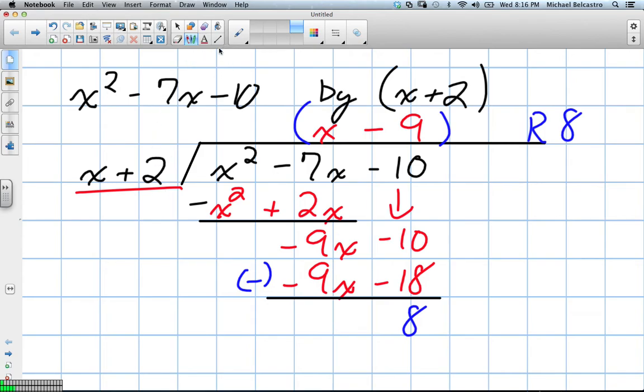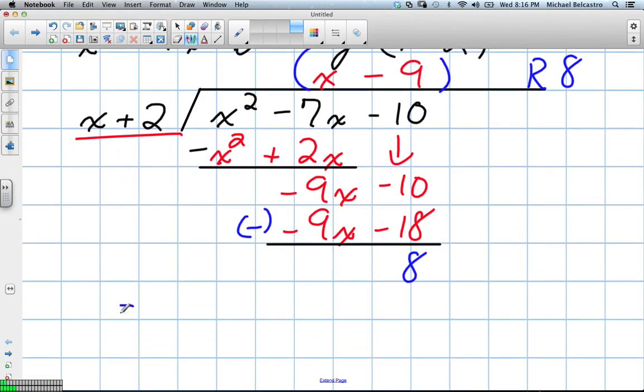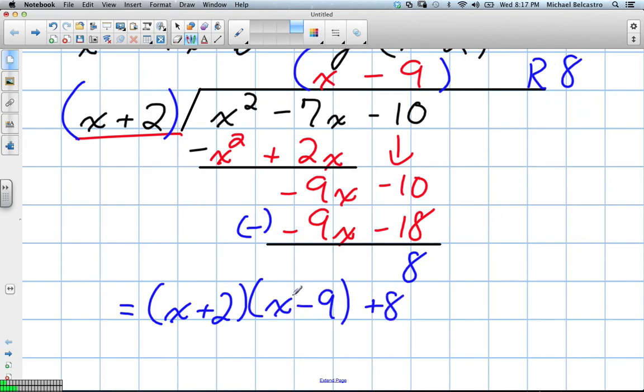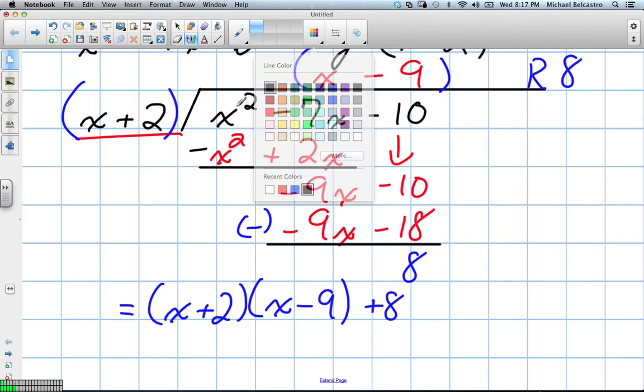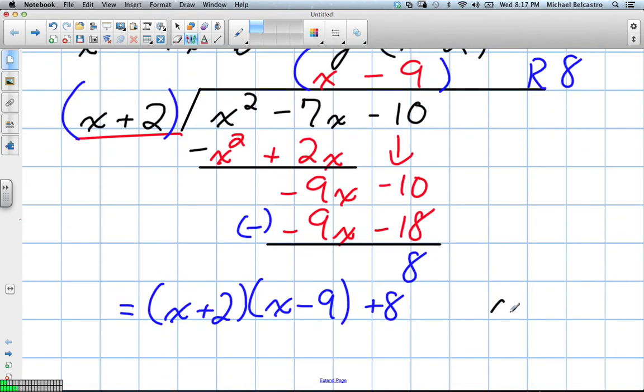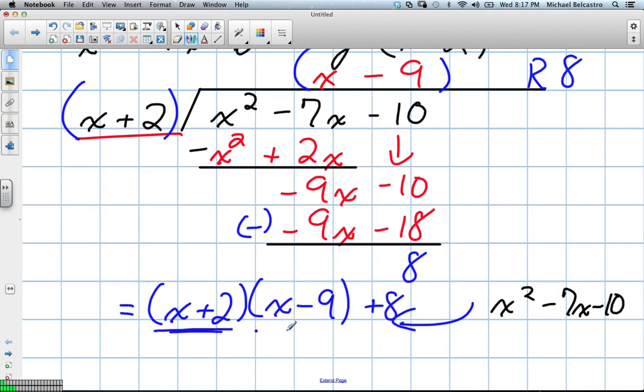Now, the way they would show this as factoring, they'd show this in a form like this. We divided x plus 2 into the quadratic, so x plus 2. We got an answer of x minus 9, and our remainder was positive 8, so we put plus 8 at the end. So this looks pretty odd, because the original question was x squared minus 7x minus 10. And this is not quite the factored form, but when we divided by x plus 2, this is what we got. We got x minus 9, remainder 8.